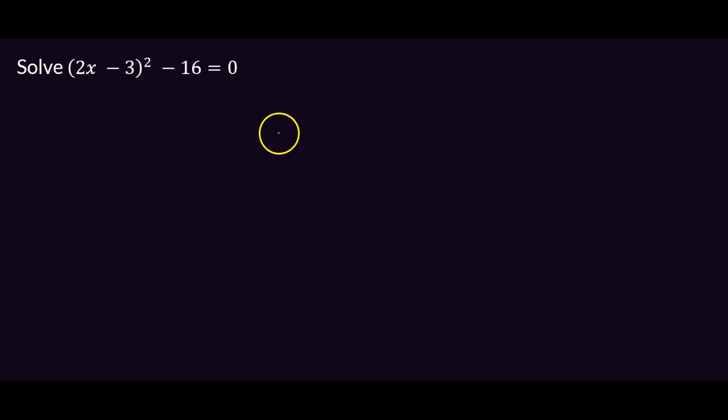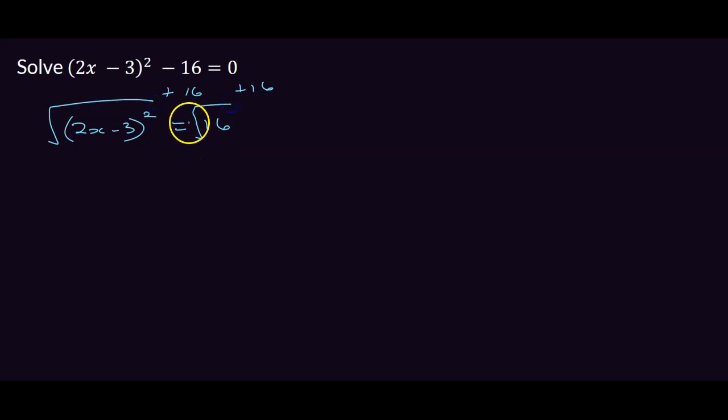The next example that we have is 2x minus 3 squared minus 16 equal to 0. So what we're going to do is keep the expression on one side and the constant term on the opposite side. So let's go ahead and add 16 to both sides. So we have 2x minus 3 squared equal to 16. The next thing we're going to do is take the square root of both sides. So we take the square root here, we take the square root here, and remember to add a plus minus here. So we now have 2x minus 3 equal to plus or minus 4.